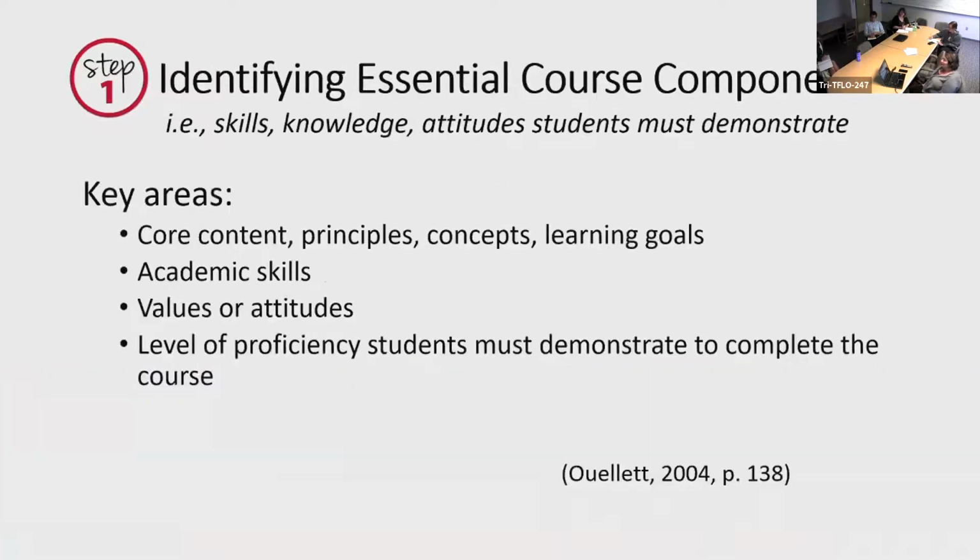So the first part is identifying essential course components, and that's pretty basic. What are the skills our students need to know? What is the content? What are the learning goals? What do we want them to get out of our courses? And what do we expect them to be able to do by the time they finish our course? What are those end goals, and how do we know that they can demonstrate proficiency?